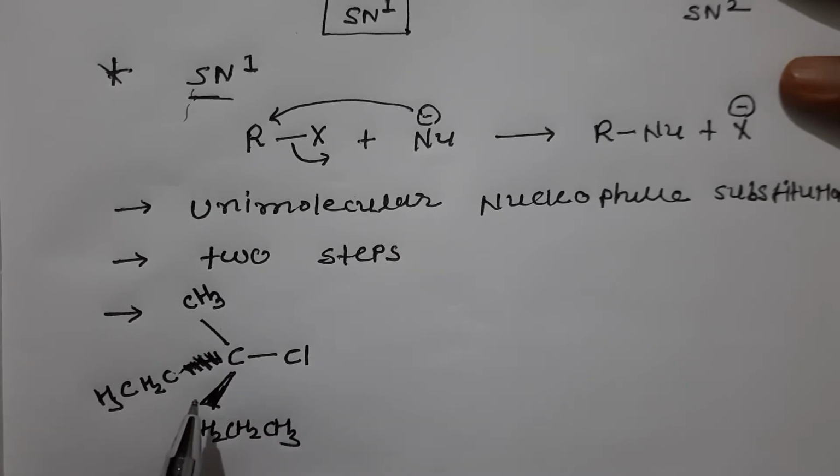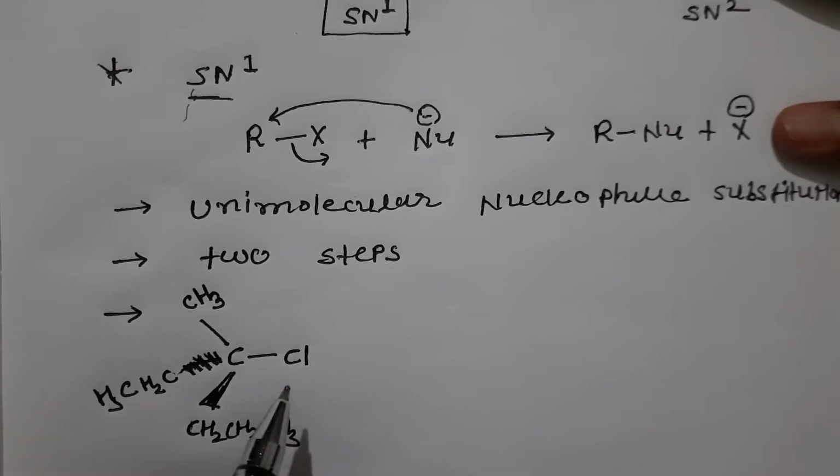If it rotates plane polarized light to the right hand side, then we call it dextrorotatory, and if it rotates to the left hand side, then we call it levorotatory. We can indicate levorotatory with a minus sign, and dextrorotatory we can write with a positive sign.